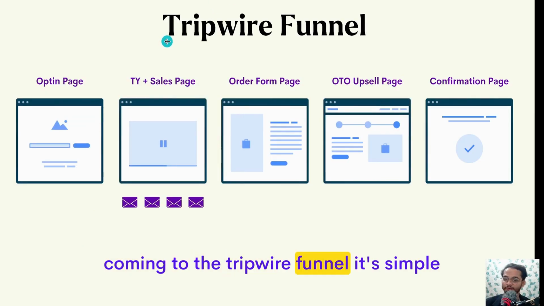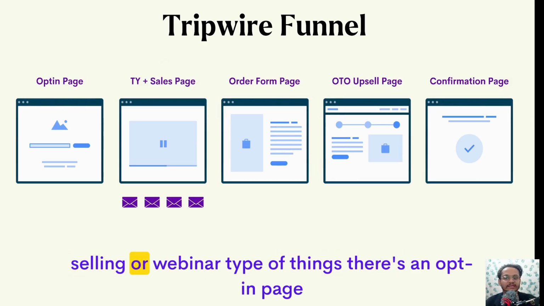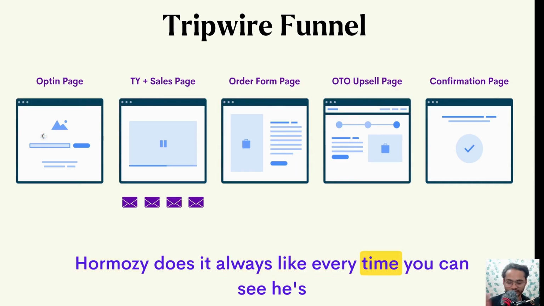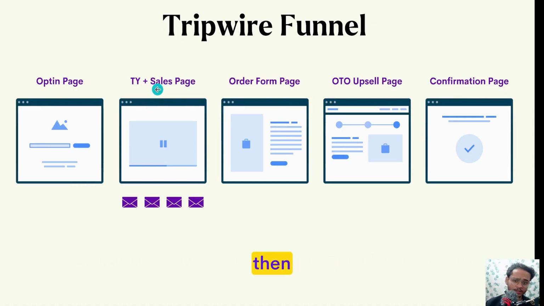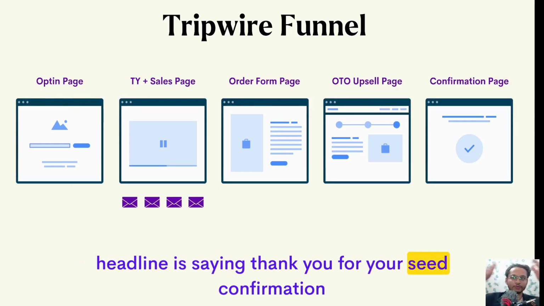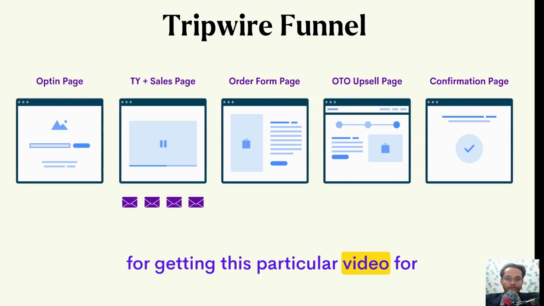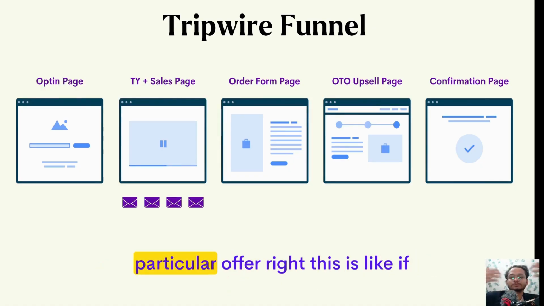Now, coming to the Tripwire funnel, it's simple. It's basically like you are giving them a webinar style of selling. There's an opt-in page with a lead magnet. They come, they put their email, like Alex Hormozi does it always. Every time you can see he's doing the Tripwire funnel. You get an opt-in page, then you have a thank you plus sales page. This thank you headline is saying thank you for your seat confirmation in Alex Hormozi's case. In e-com, it can be thank you for getting this particular PDF or this particular video or whatever your lead magnet is. Thank you, and now you can also check this particular offer, right?